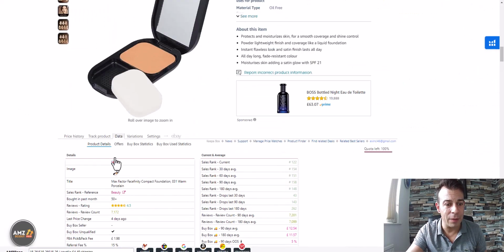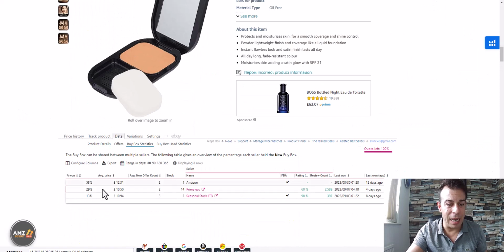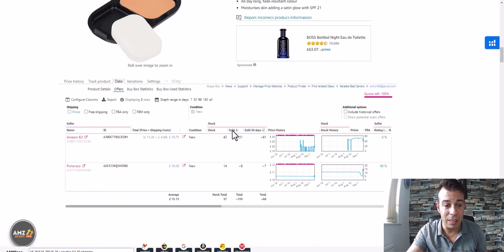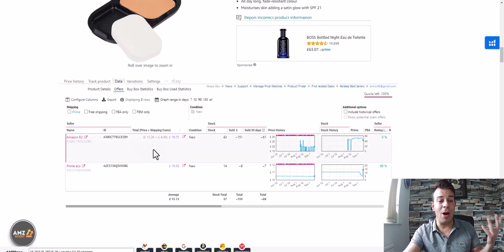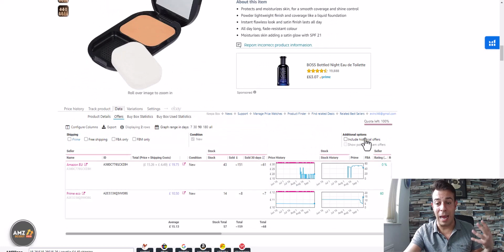So when we're looking at the buy box statistic, I can see that the buy box is turning really nicely, even despite Amazon being on the listing. 58% of the sales are going to Amazon, but other sellers are getting the buy box as well. And when I go into the offers, I can see how many times a product is selling even at these kind of prices. Okay, so if you see now, from £1 in profit, we could actually make a lot more in profit.